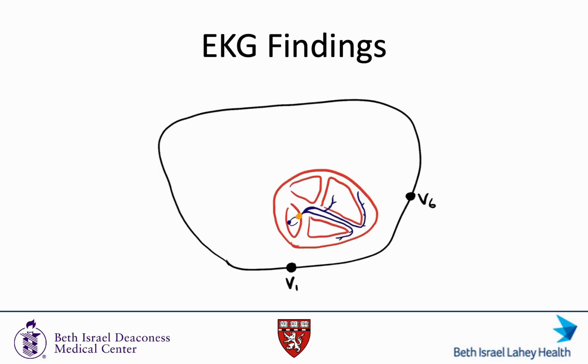Let's talk about the EKG findings for bundle branch blocks. We'll be using the precordial leads for most of this discussion, particularly V1 and V6, V1 being the most anterior lead and V6 the most lateral of the precordial leads.